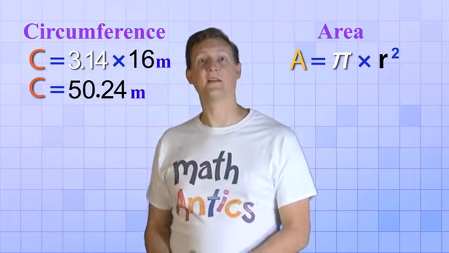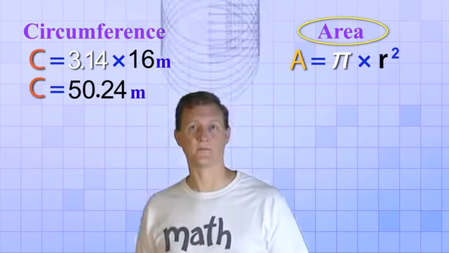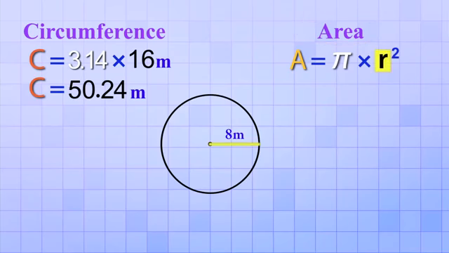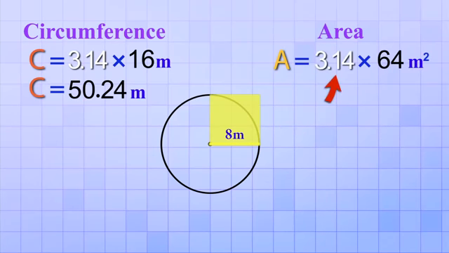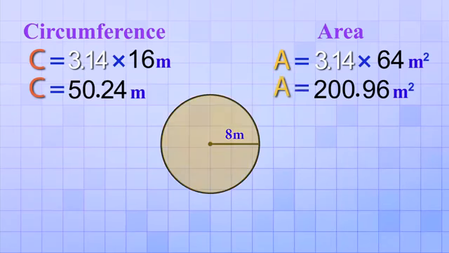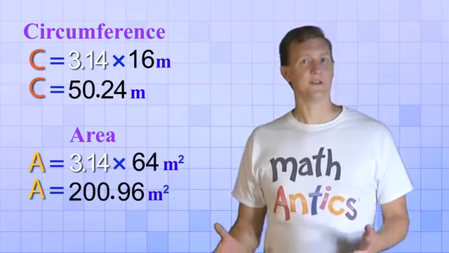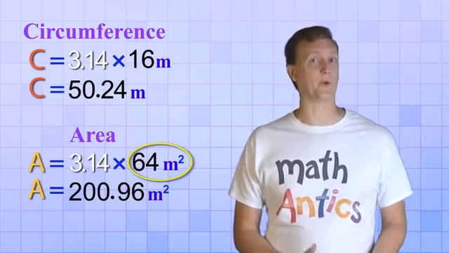All right, now let's find the area using our formula, area equals pi times r squared. Again, we start with the radius, but instead of doubling it, we square it. That means we multiply it by itself. 8 meters times 8 meters equals 64 meters squared. Then we multiply that by pi. 64 times 3.14 equals 200.96 meters squared. That's the area of this circle. As you can see, the result we get when we square the radius is very different from the result we get when we double it.